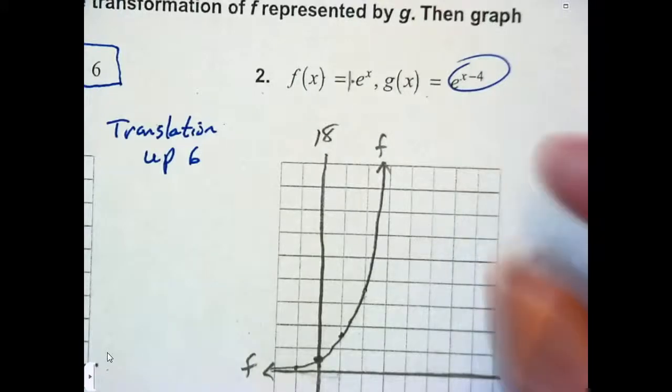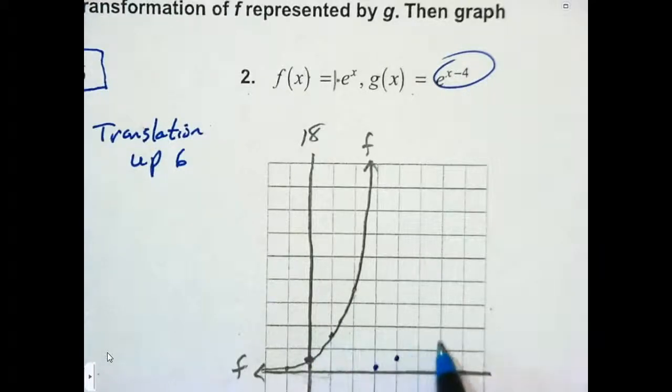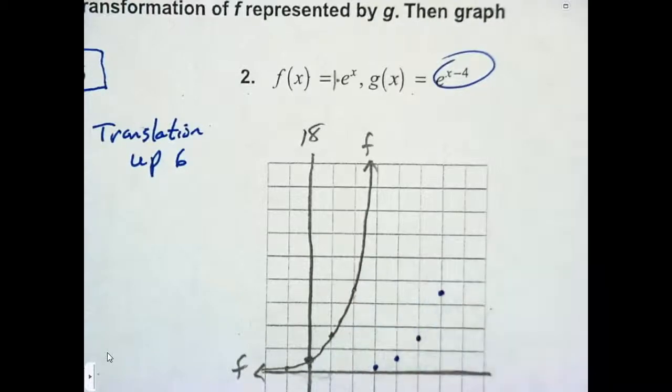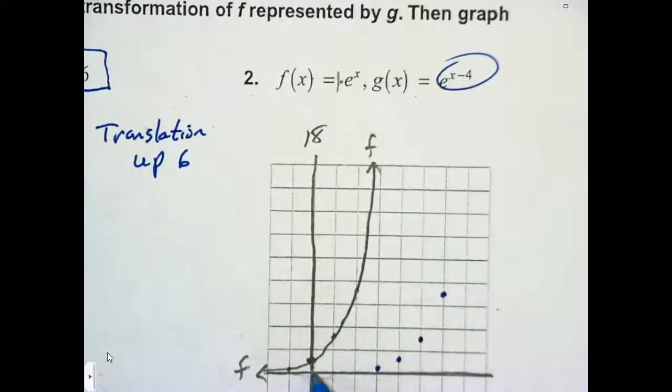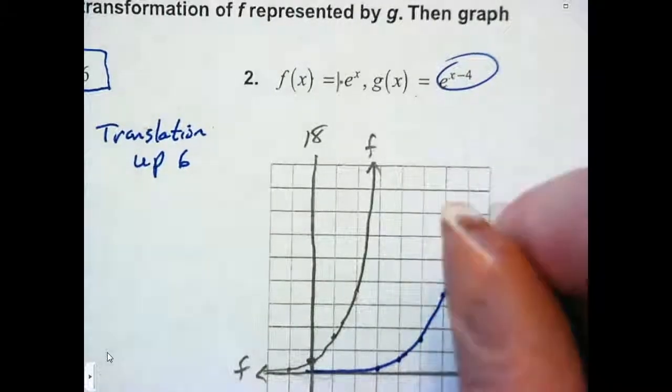You're shifting it. 4 right. Okay. So we're going over 1, 2, 3, and 4. Here we're going over 4. Here we're going over 4. And then we're going over 4. Okay? And so we're not going up or down, so it's still getting infinitely close to the x-axis, but everything is shifted over 4.